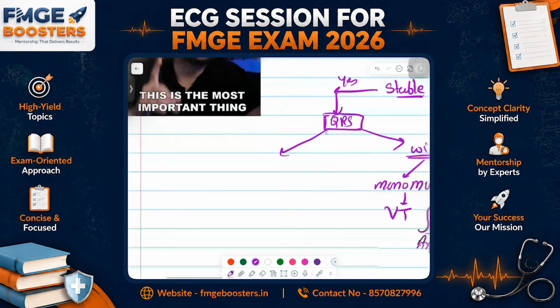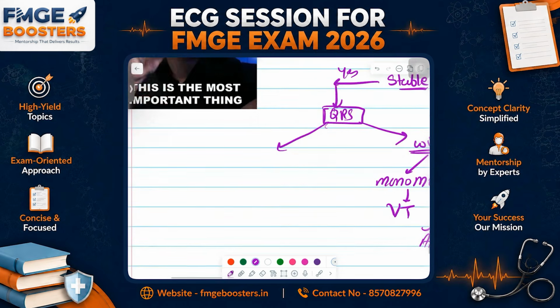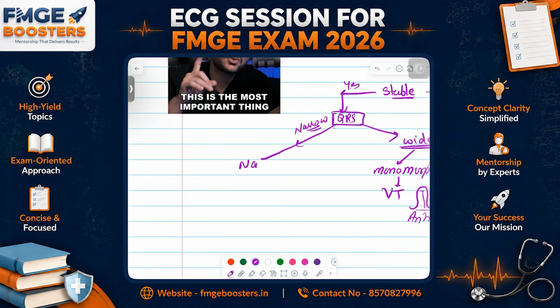Now after that we saw something. After the wide QRS, we saw the narrow QRS. Under narrow, we did PSVT, and in the case of PSVT, what did I tell you? It was like this, a PQRST.